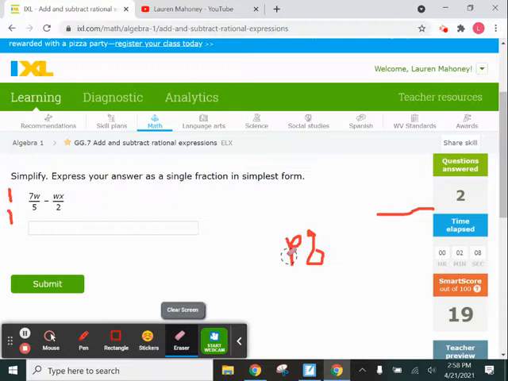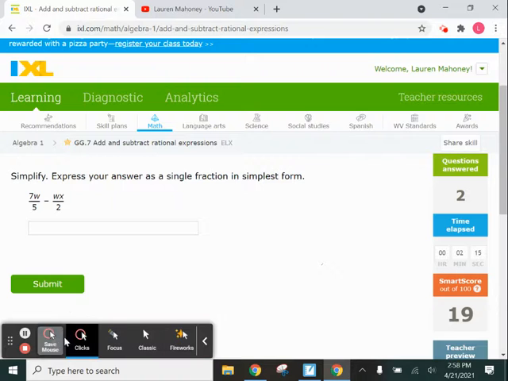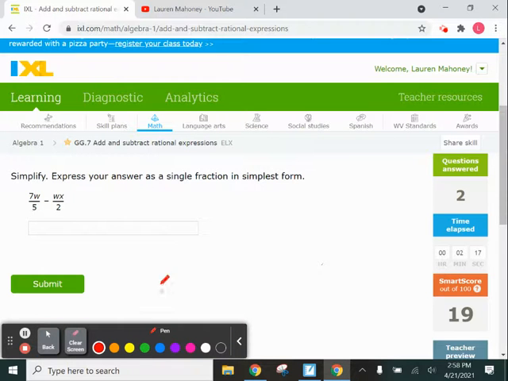When you get one like this, it's not as simple because you have two different numbers, like one is a 5 and one is a 2. You can always multiply one by the other. So my common denominator here is actually going to be 10. To make the 5 into a 10, I have to multiply by 2. So I have to multiply by 2 on the top. To make the 2 into a 10, I multiply by 5. So I multiply by 5 on the top.